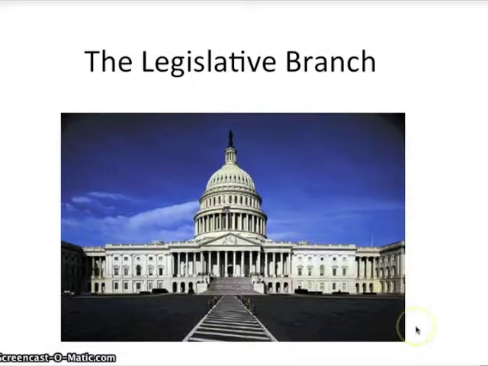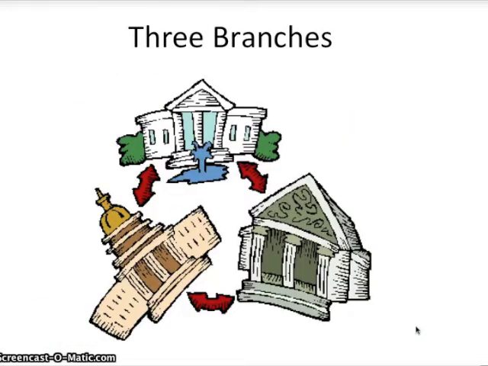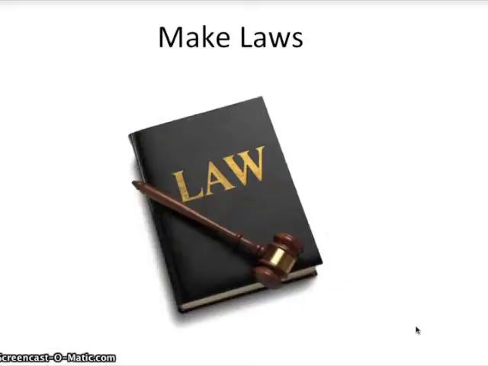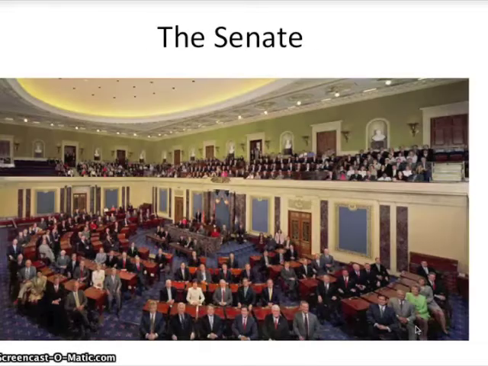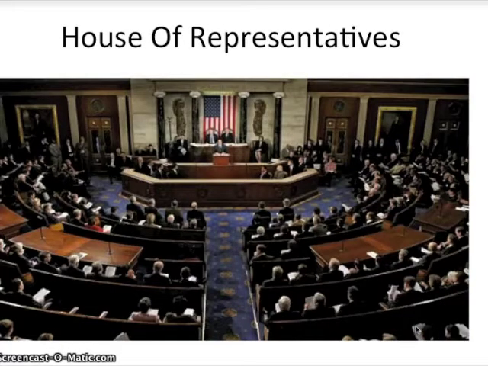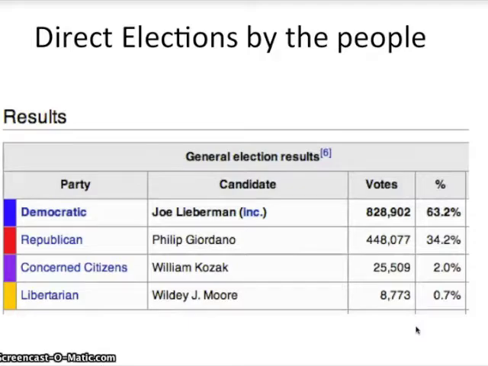The legislative branch is one of the three branches of the U.S. government, and its main purpose is to make laws. The legislative branch is also called the United States Congress at the national level. There are two divisions of Congress, the Senate and the House of Representatives, and both of these are elected directly by the people who live in their states.